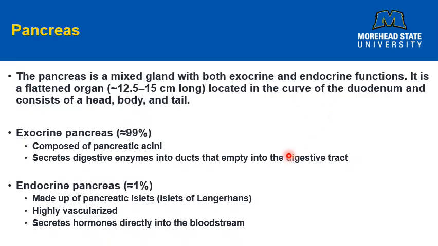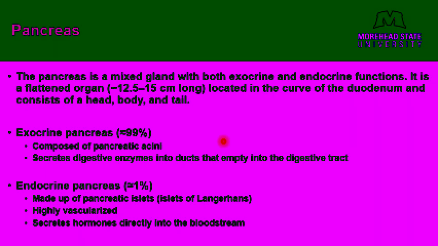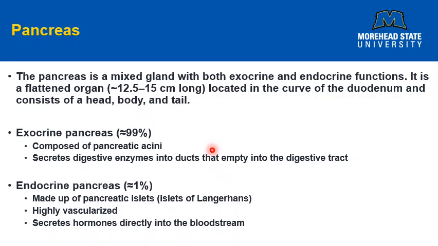Now, when you're looking at this structure, exocrine is the majority of it, like 99% of it. It's composed of specific tissue and regions. Pancreatic acini secrete your digestive enzymes into ducts, which will eventually empty into the digestive tract, helping you with digestion of whatever you are consuming.